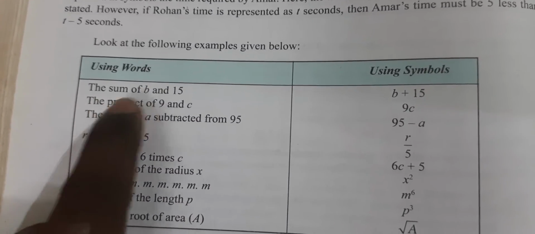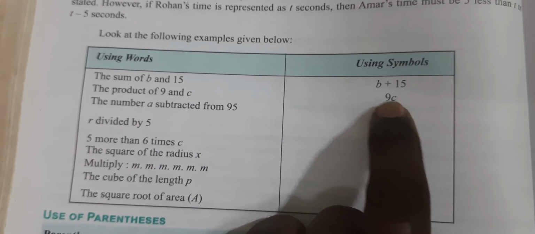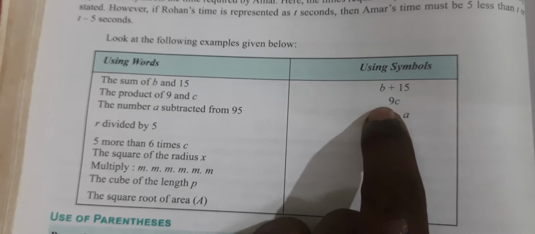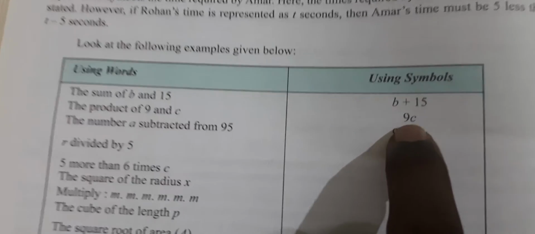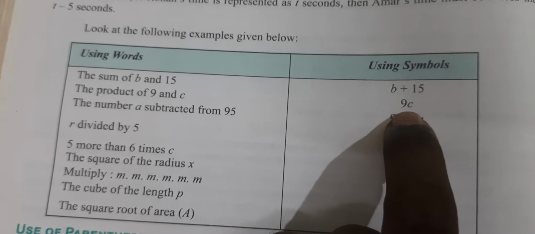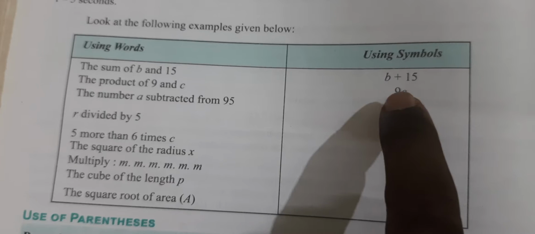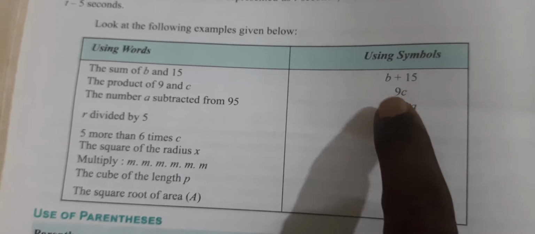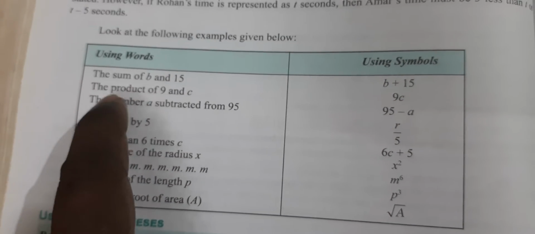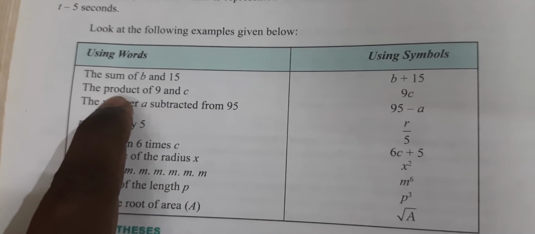The product of 9 and c is written as 9c. Remember, between 9 and c, if there is no symbol of plus, minus, multiplication, division, it is taken to be multiplication by default. Please keep that in mind. We don't have to write separately 9 into c. Just writing 9c symbolizes the multiplication of 9 and c. Okay, and product means multiplication.